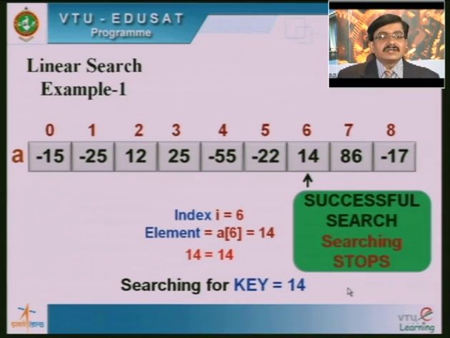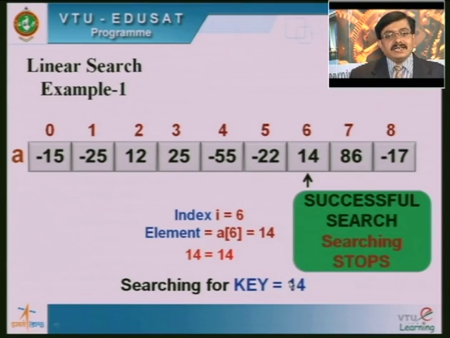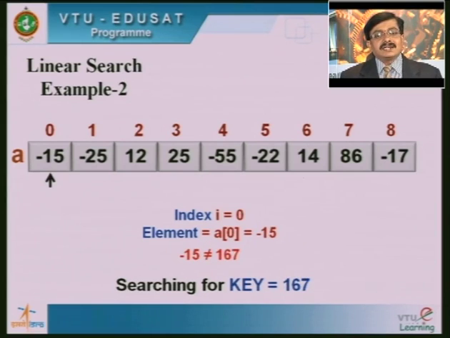Now let us look into another example, and here I am searching for another key element, that is 167. In the previous case, 14 was the element present in the list, which resulted in a successful search, but here we will look for 167, which is not present in the list.